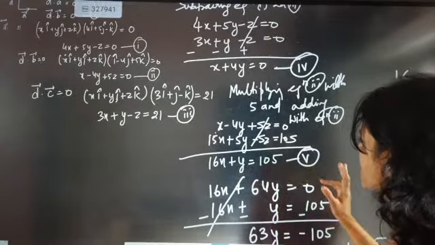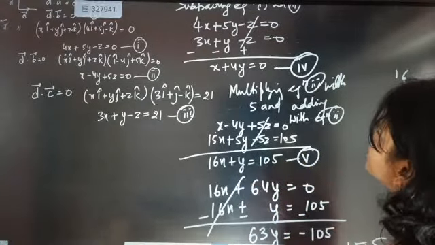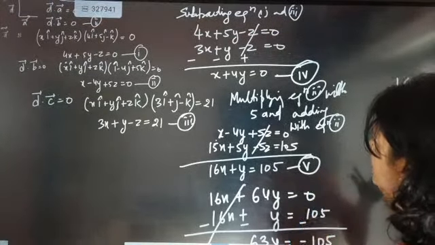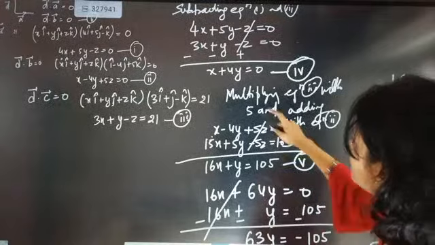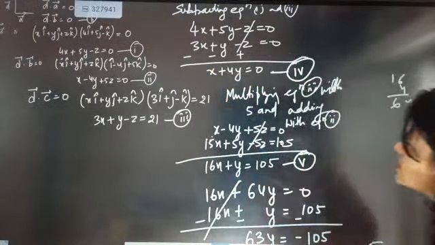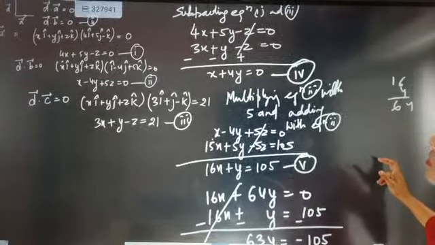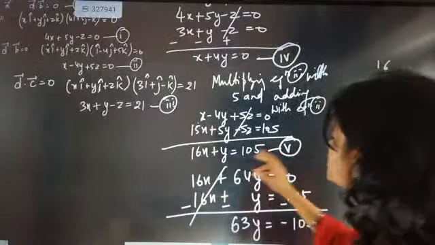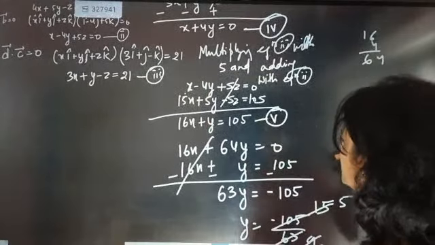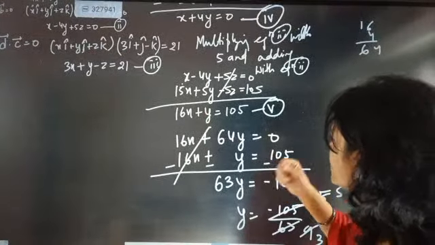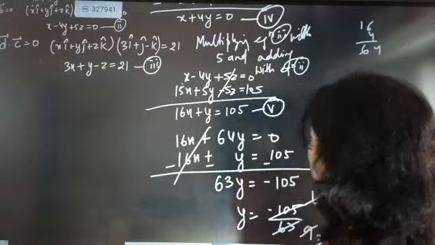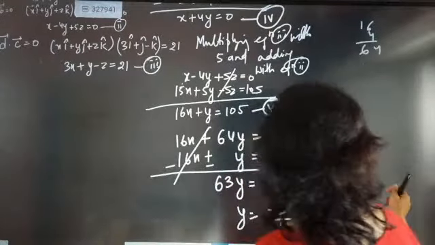If 16x plus y equal to 105, I have one more equation now, that is x plus 4y equal to 0. And this is what I have done. I multiplied here with 16. 16x plus y equal to 105 is there. And then I subtracted. Once I subtracted it, 63 equal to 105.